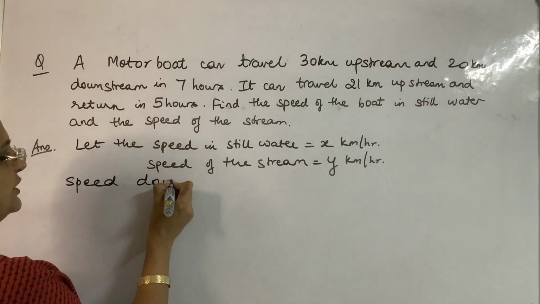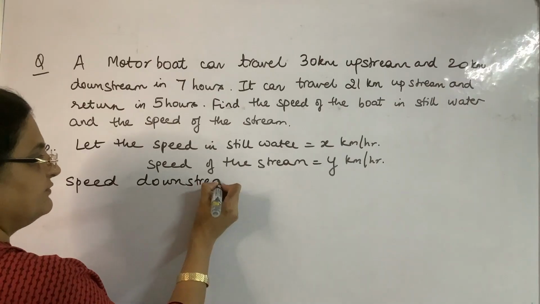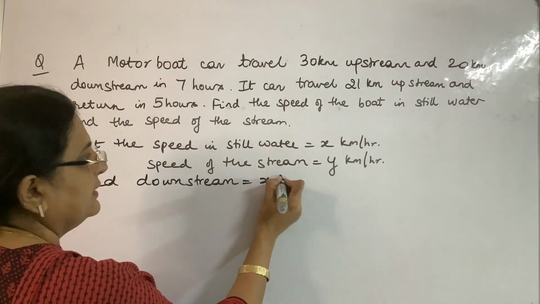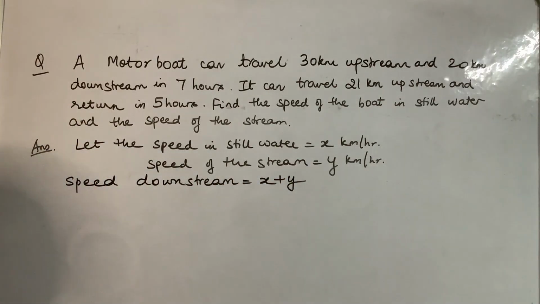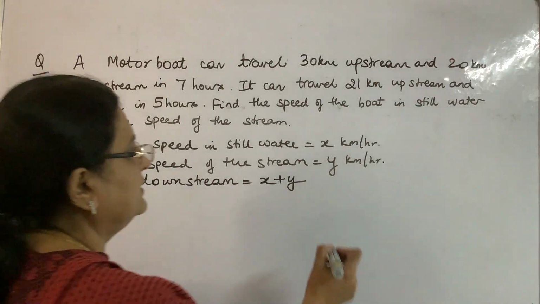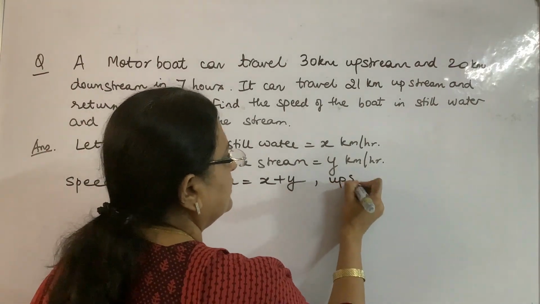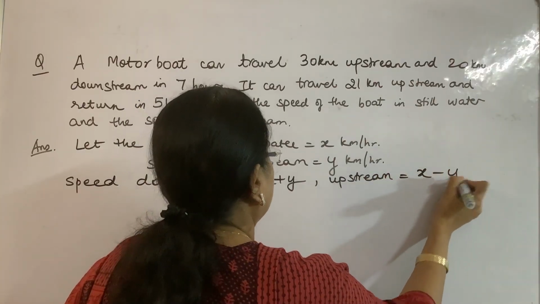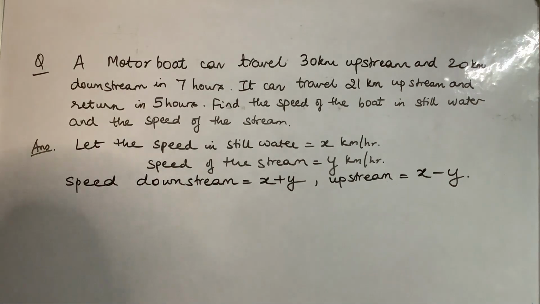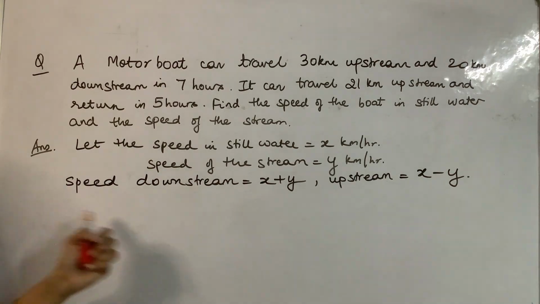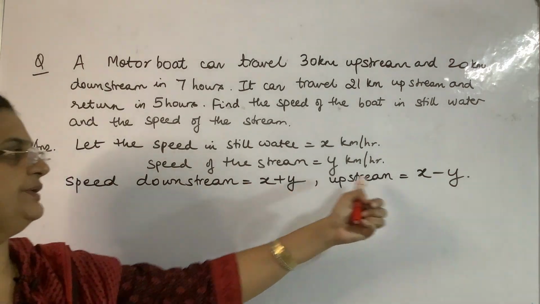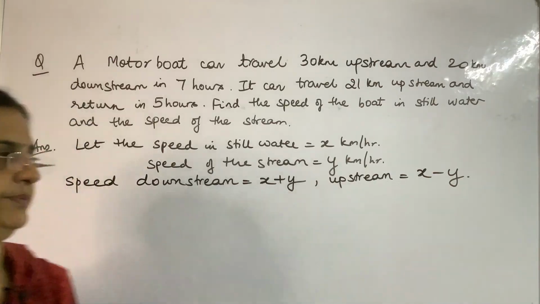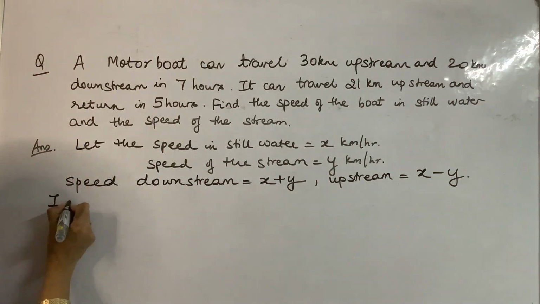So speed downstream. Downstream means you are going with the flow of the river. So it will be boat plus stream, x plus y, and upstream will be opposite, meaning x minus y. And always it will be boat minus stream. Boat plus stream and boat minus stream. Now the first case.